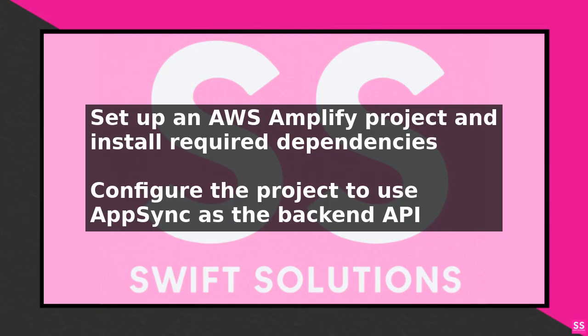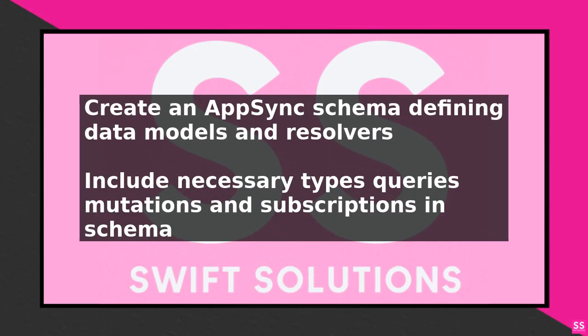The schema should include the necessary types, queries, mutations, and subscriptions to handle data interactions. After setting up the schema, deploy the AppSync API and obtain the API endpoint and credentials. Then, configure the AWS Amplify project to use the AppSync API by providing the API endpoint and credentials.